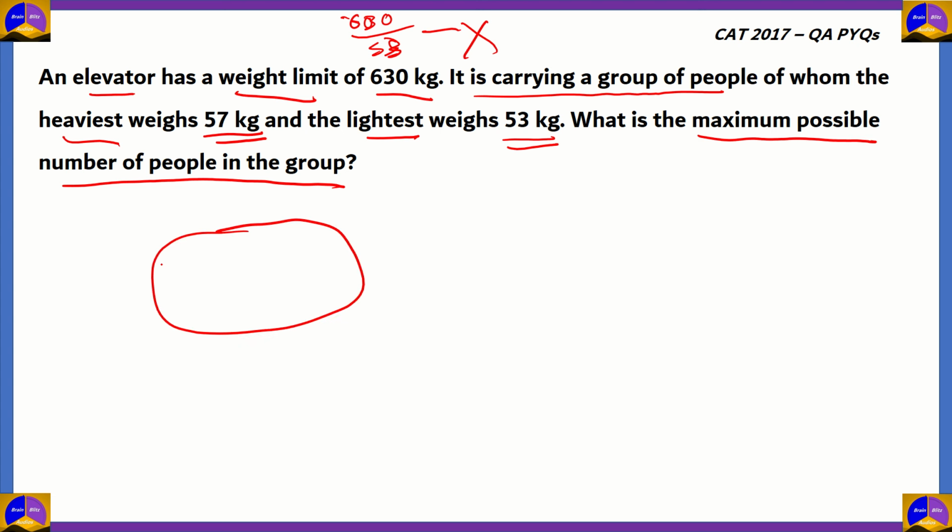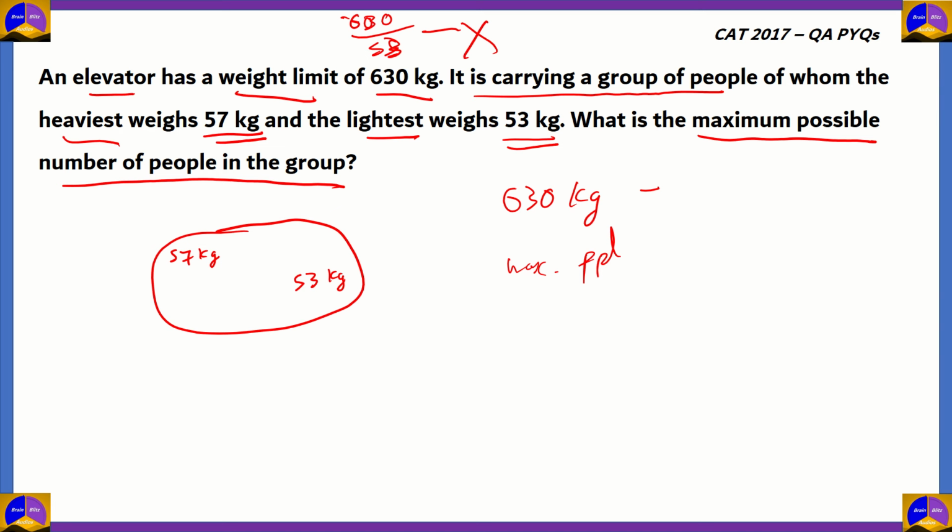So in a group of people, you would have one person with 57 kilograms and one person with 53 kilograms. So these are the two conditions that the question stipulates. So you need to have at least one person with 57 kilograms and at least one person with 53 kilograms. Now, you can work from here. We know that the total capacity is 630 kilograms. That's the weight limit. And we need to fit a max number of people, provided that at least one person weighs 57 kilograms and one person weighs 53 kilograms.